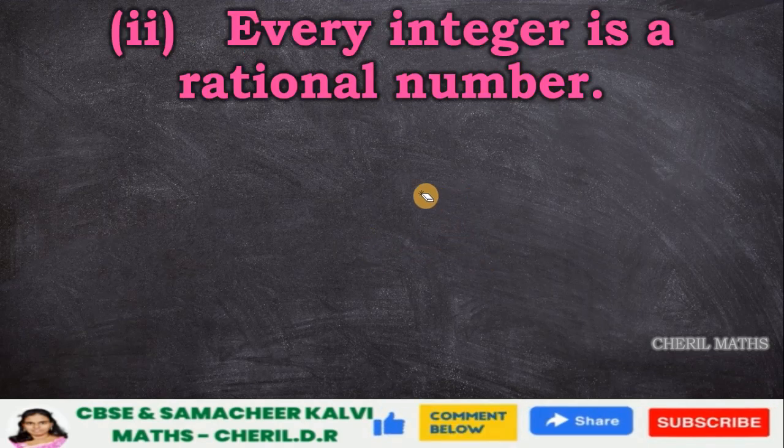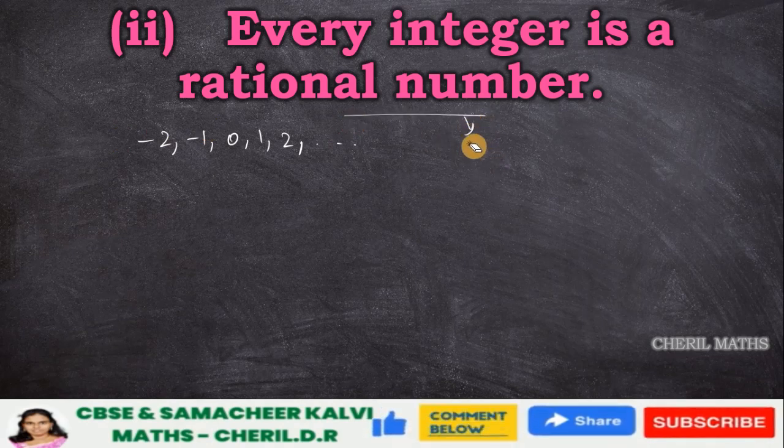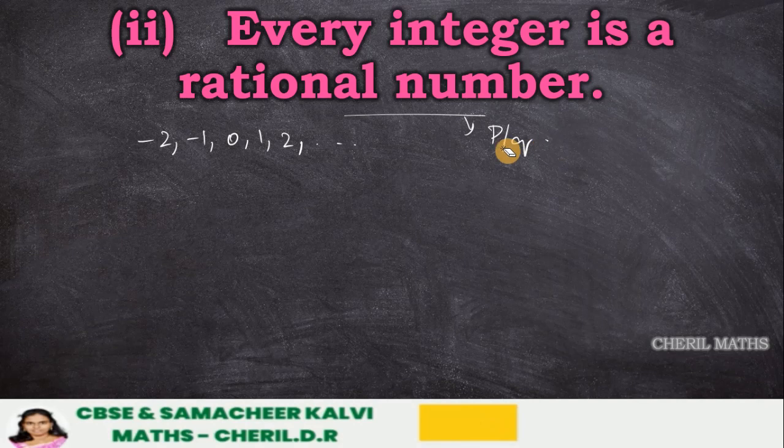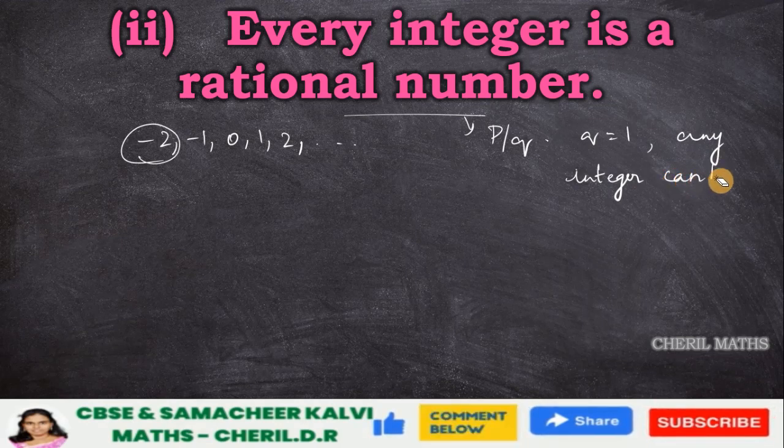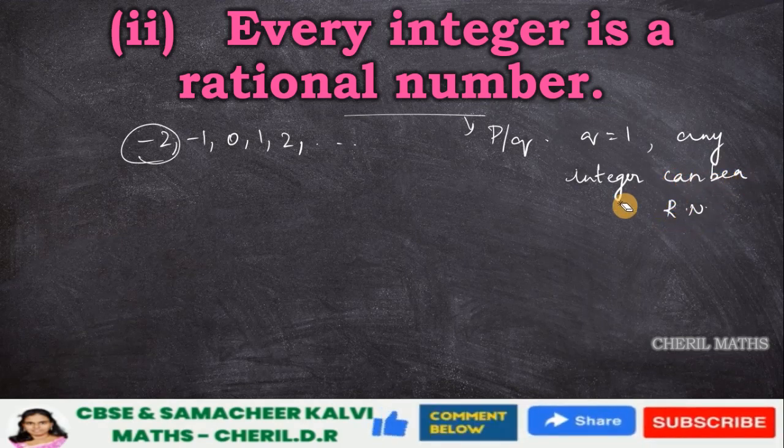Let's look into the second question. Every integer is a rational number. So what is an integer? Integers are minus 2, minus 1, 0, 1, 2 and so on. And what is a rational number? A rational number is any number of the form p by q. Can I write minus 2 in the form p by q? Yes. When the denominator q is 1, any integer can be a rational number, because we can write anything in the form m by 1.